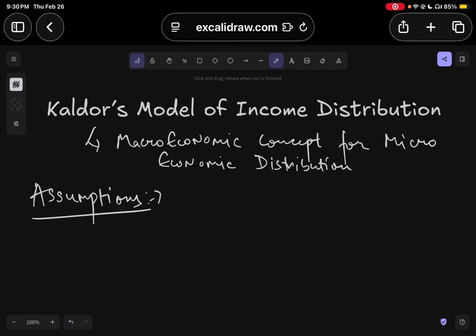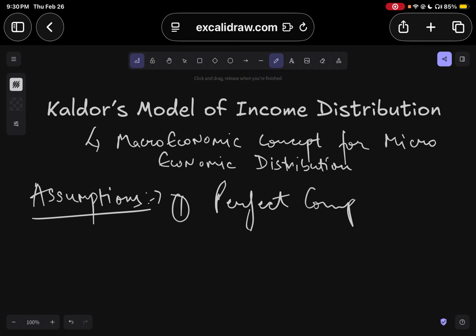So now we start with Kaldor's model of income distribution. It is also known as macroeconomic concept for microeconomic distribution. Let's start with the assumption. The first assumption is there is perfect competition. Unlike Kalecki model of distribution where we were having assumption of imperfect competition with excess capacity, here we have perfect competition in the market.